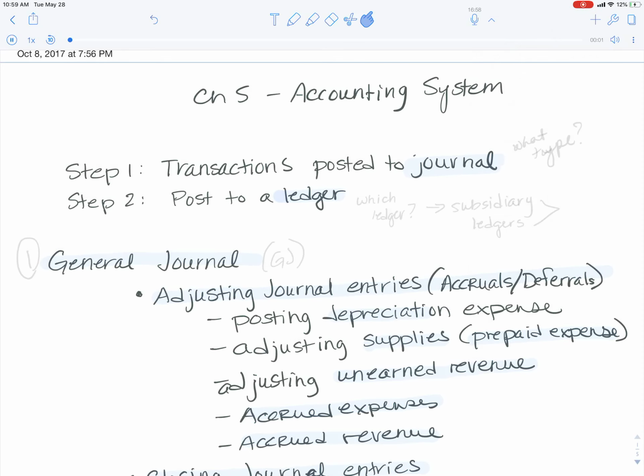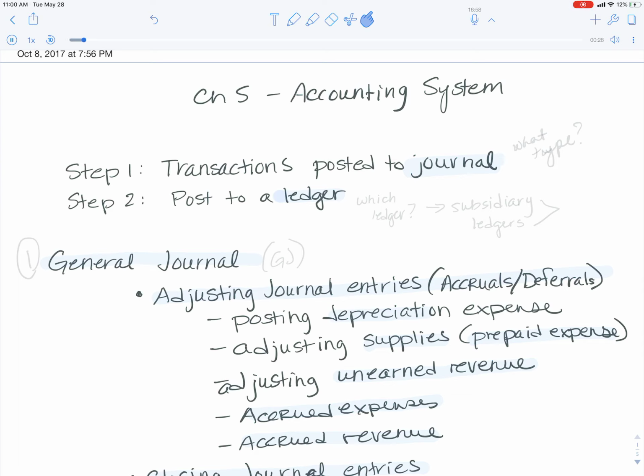Transactions to a journal. Okay, and so we learned in chapters 2 and 3 how to create a journal entry to post into a journal. But this chapter is all about what type of journal that is. What type of journal do we put our journal entries into?